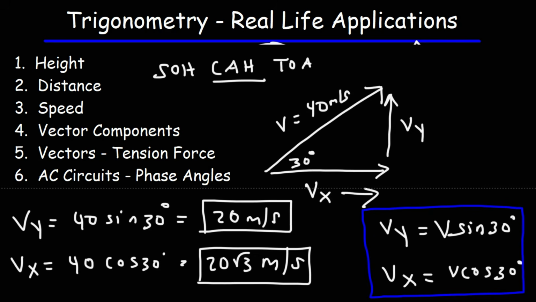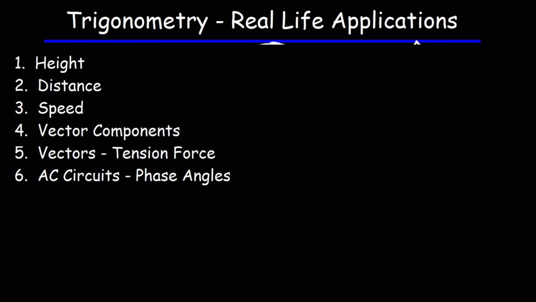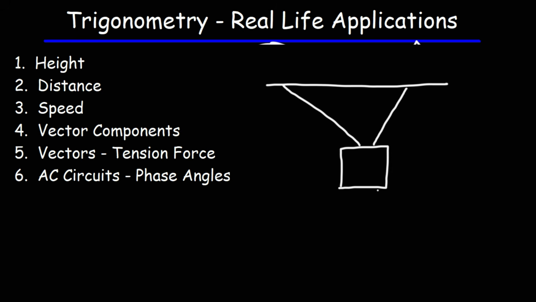Now let's move on to number 5. Number 5 is very similar to number 4. We're still dealing with vectors, but tension force. So here's a common problem that you encounter in physics. Let's say you have a box, and the box is attached to 2 ropes. Let's say the box weighs 50 kilograms. I was going to say 100, but that might be too much.